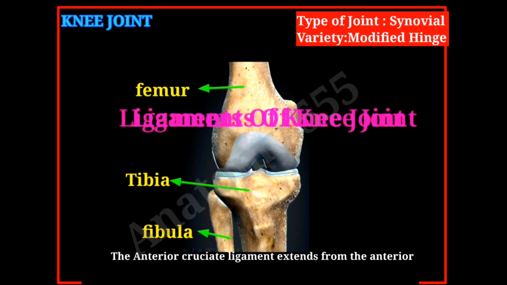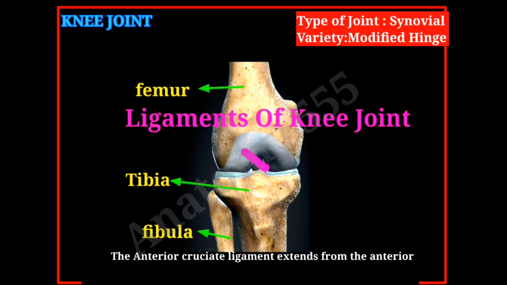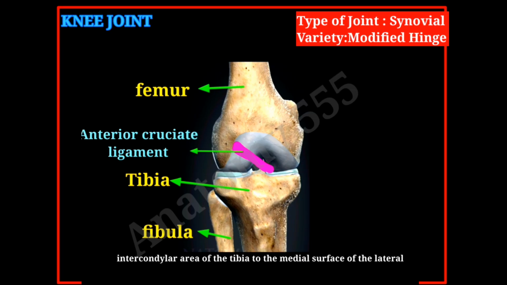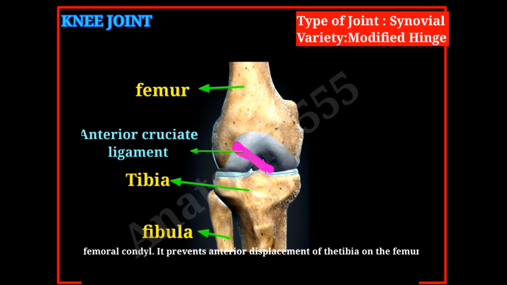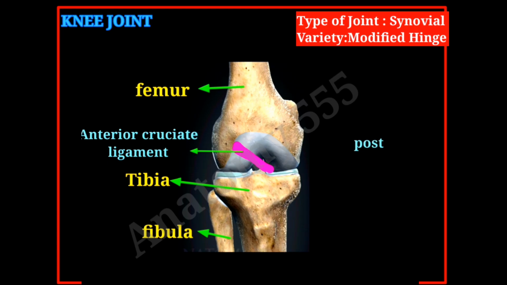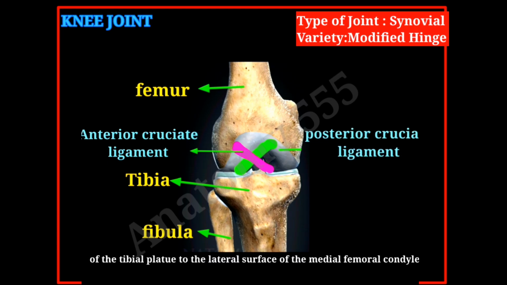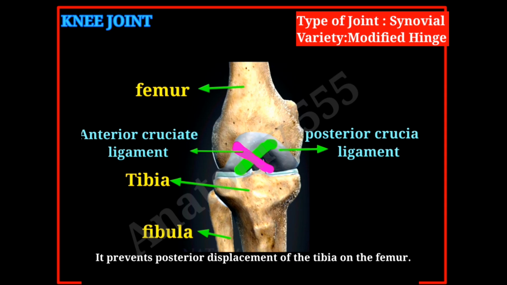The anterior cruciate ligament extends from the anterior intercondylar area of the tibia to the medial surface of the lateral femoral condyle. It prevents anterior displacement of the tibia on the femur. Posterior cruciate ligament extends from the posterior area of the tibial plateau to the lateral surface of the medial femoral condyle. It prevents posterior displacement of the tibia on the femur.